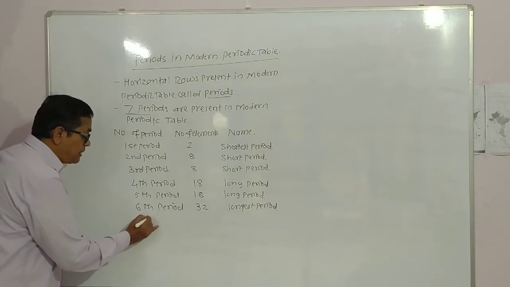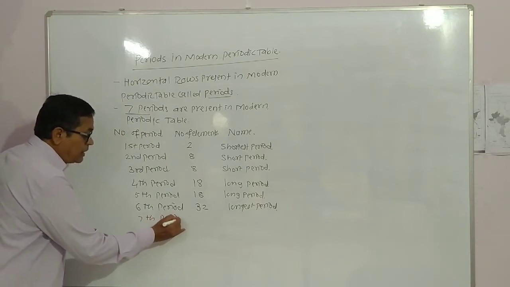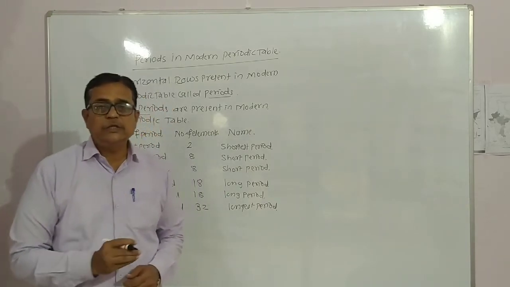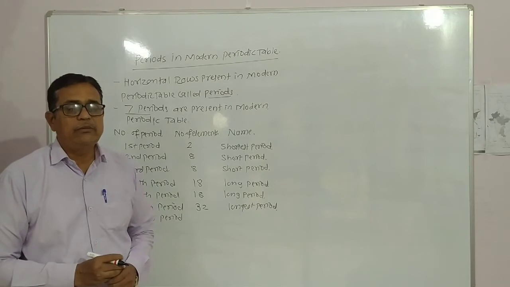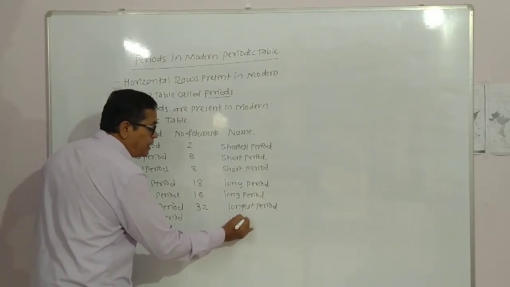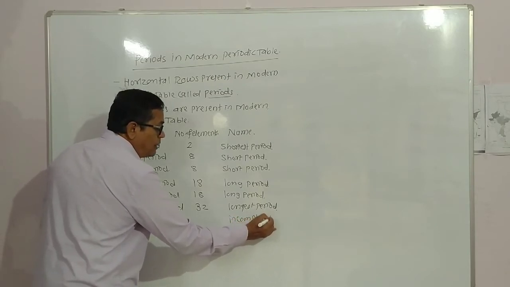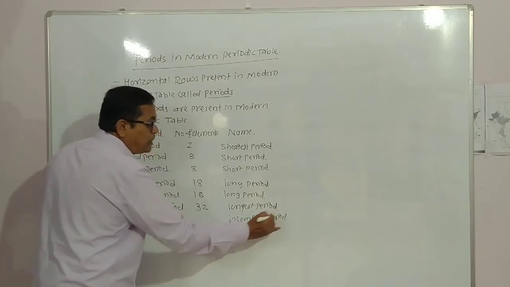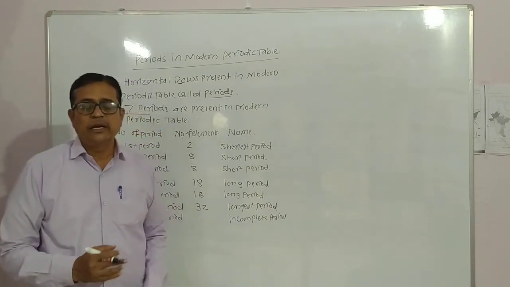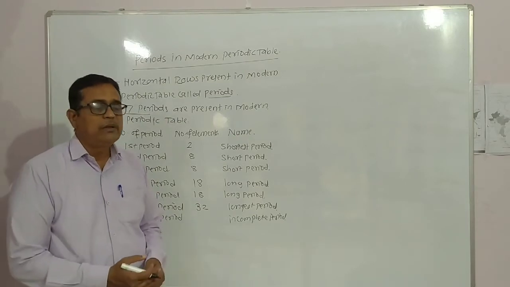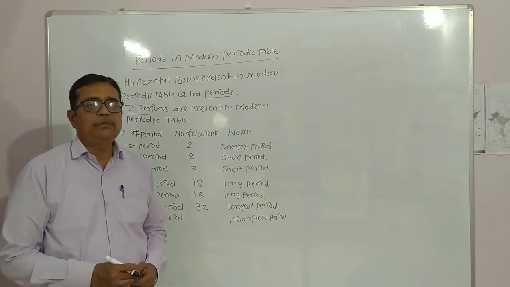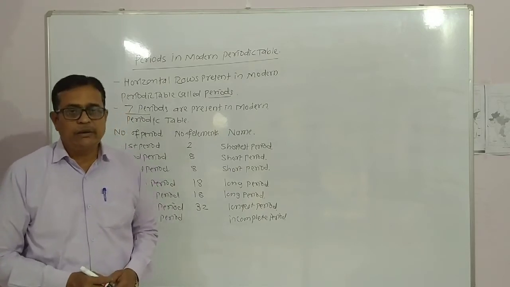Then period number 7. Here the actinide series is a part of period number 7, but this period is called an incomplete period in the modern periodic table. The 7th period is incomplete because later discovered elements, the elements which can be discovered after this time, should be included in the 7th period. Hence the 7th period is said to be the incomplete period.